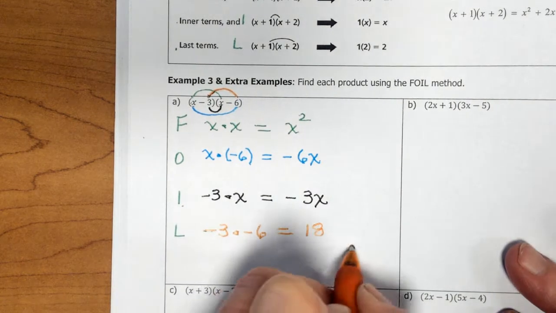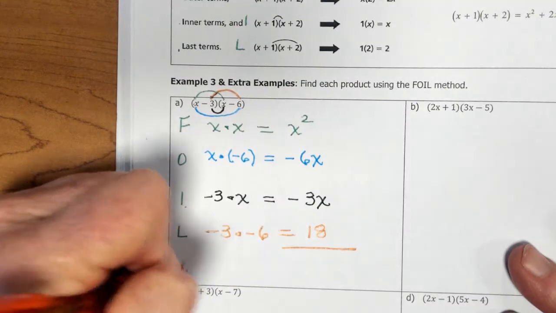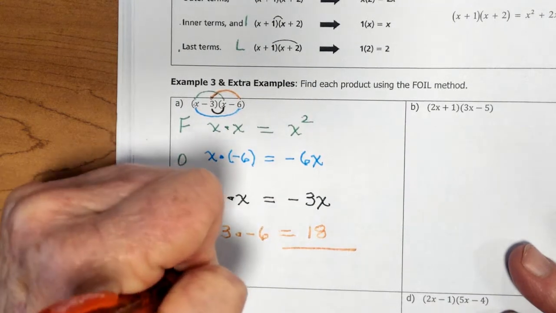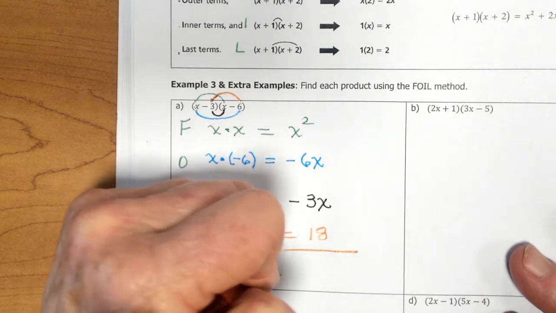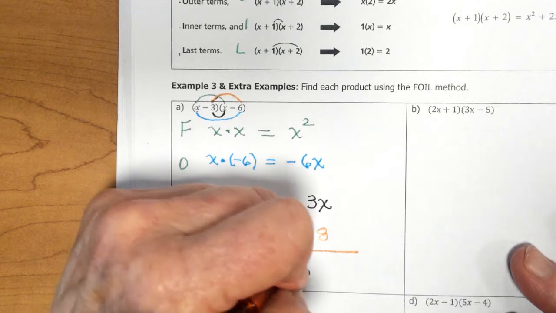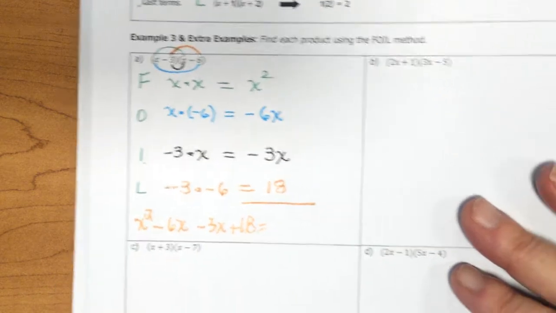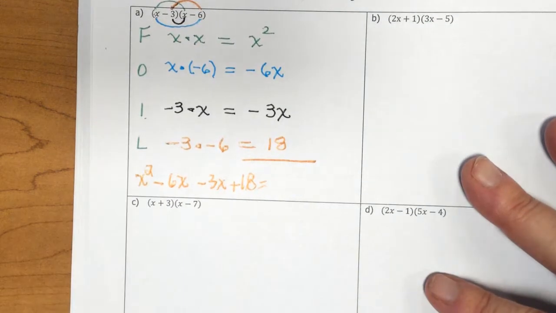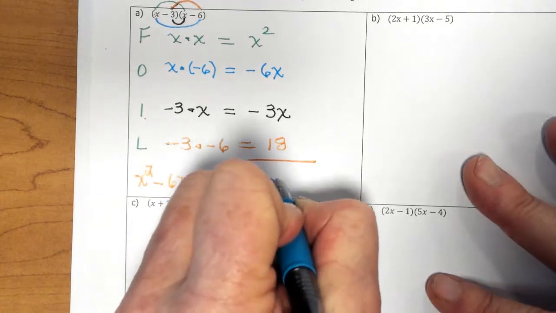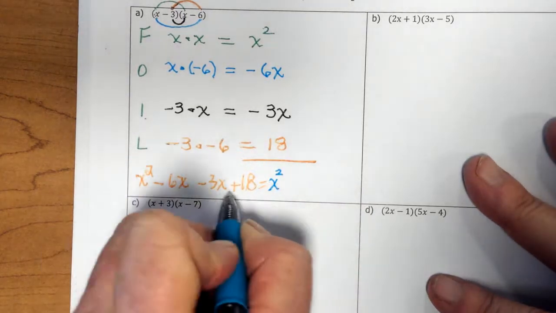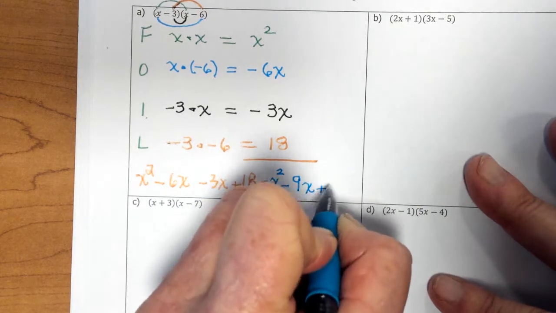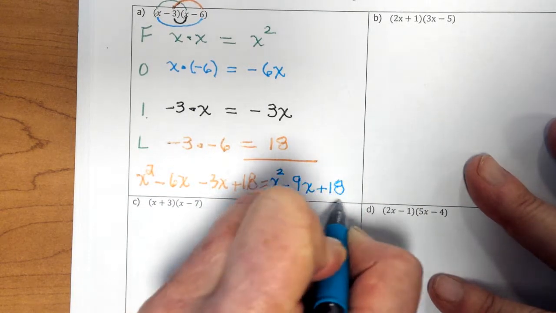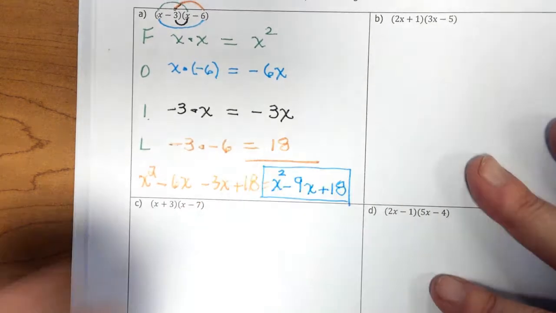So now I'm going to add all those up. So I'm going to add x squared minus 6x minus 3x plus 18. I'm going to go ahead and simplify. So when I simplify, I get x squared minus 9x plus 18. And that is using the FOIL method.